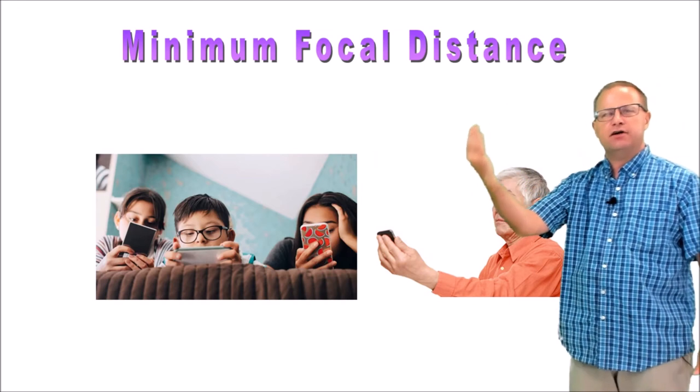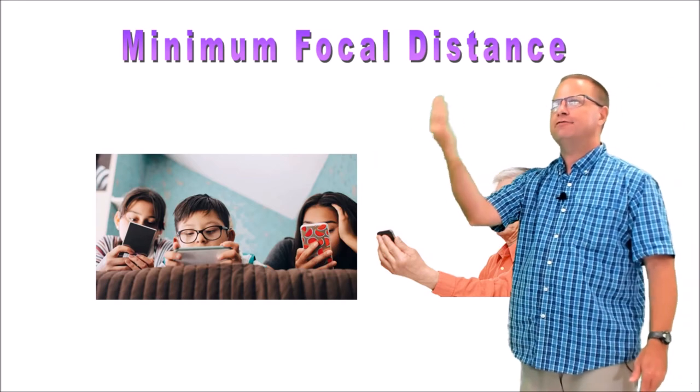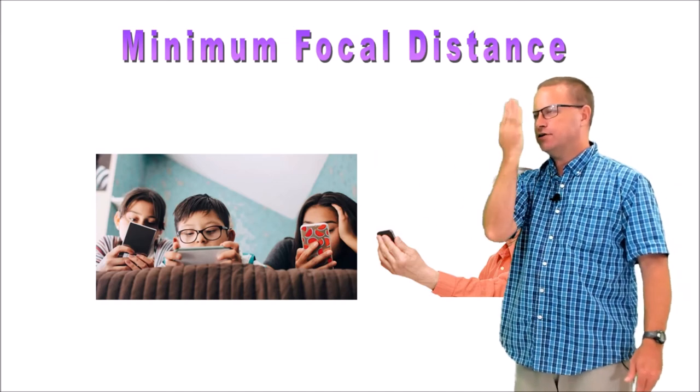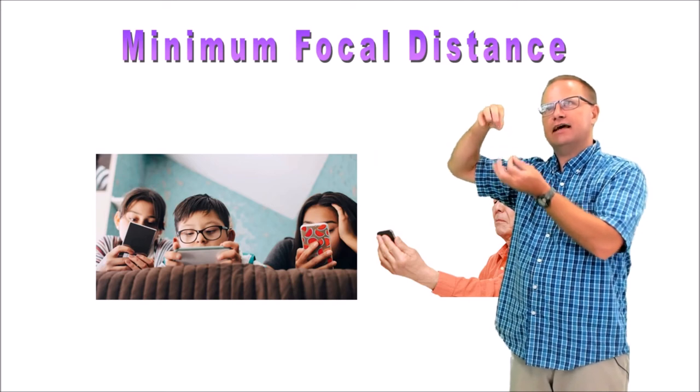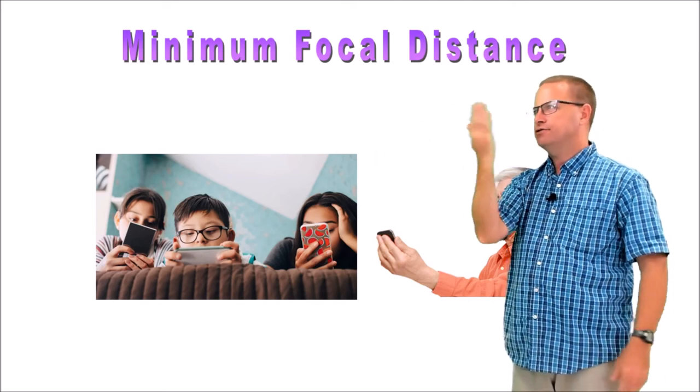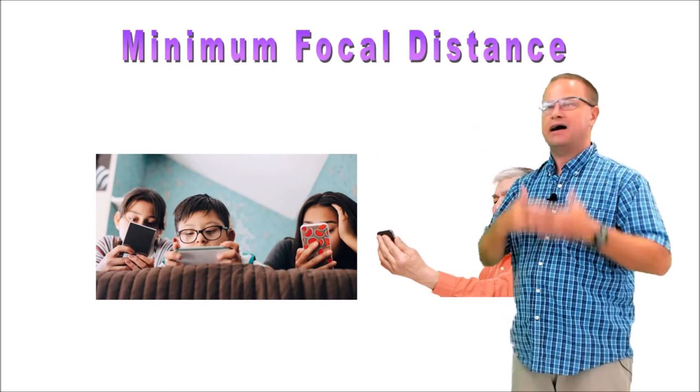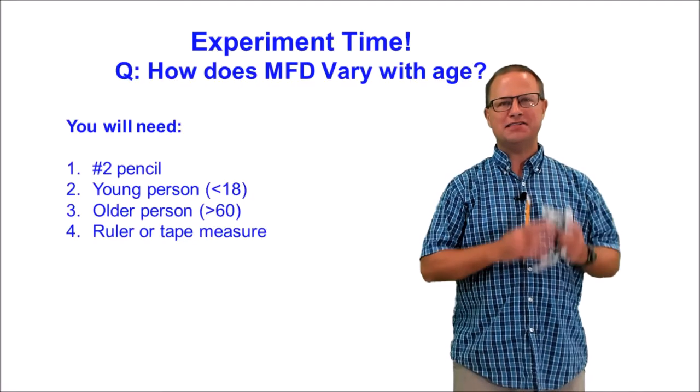And again, this is a result of something called presbyopia. You become farsighted. You can't focus on things that are near because either the eyeball is misshapen, but a lot of times we've lost the elasticity to the lens, so we're not able to focus on near-field objects without bifocals or something like that. All right, now it's time for another experiment.